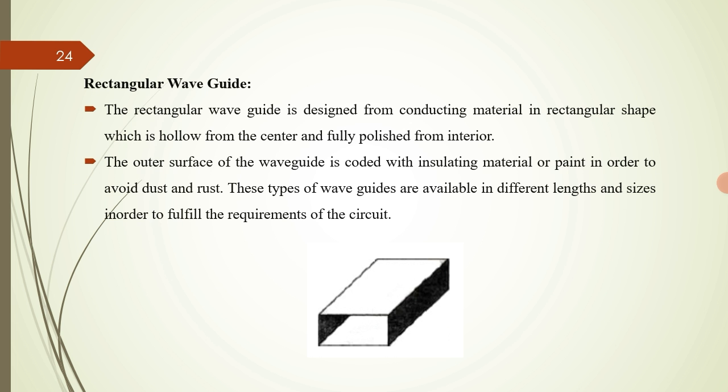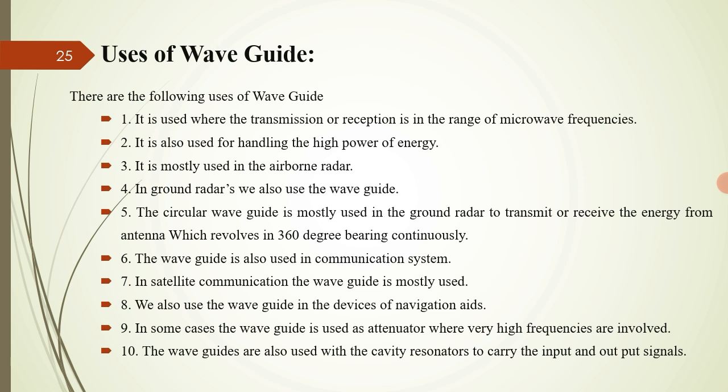And next one is the rectangular waveguide. This is designed from conducting material in a rectangular shape, hollow from the center and fully polished from the interior. The outer surface of the waveguide is coated with insulating material or paint in order to avoid dust and rust. These waveguides are available in different lengths and sizes based upon the requirements of the circuit applications. Fine. So here also there are uses of the waveguides.